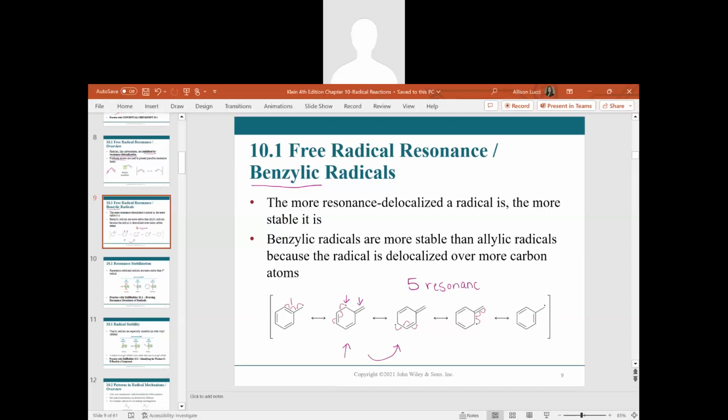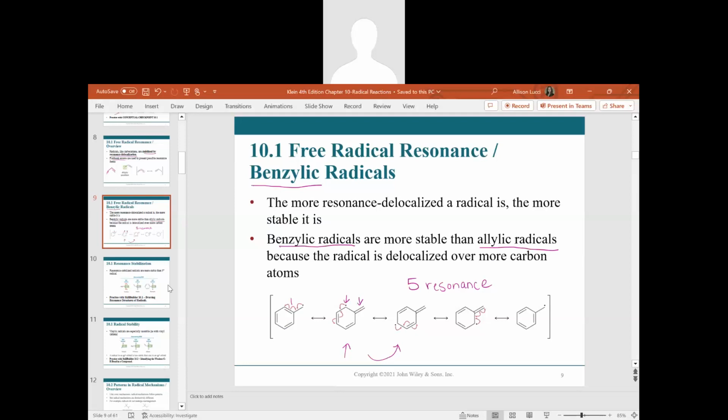A lot of times you're going to see a total of 5, 7, 12 possible resonance structures. The more benzylic sites, the more allylic sites, the more pi bonds that you have in order to accept and relocate electrons. This has 5 resonance structures, and because of that, benzylic radicals are more stable than allylic radicals because they have less resonance structures.